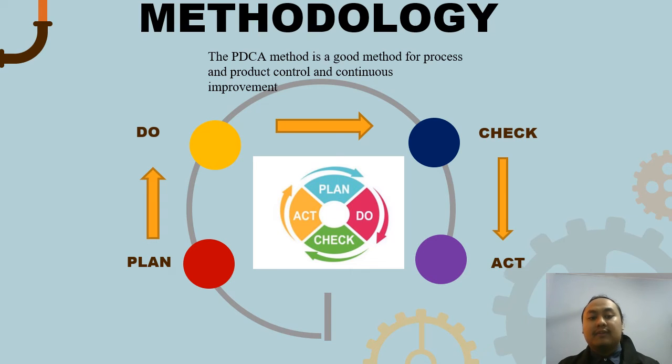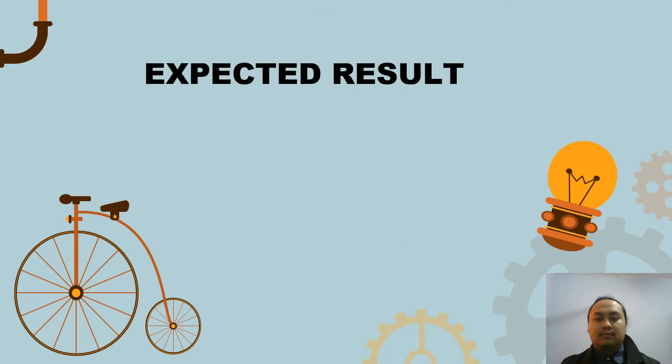And last, for the act phase, further adjustment and tuning will be carried out based on the defects identified and feedback obtained during the checking phase. For the final report submission, all information and documentation on the inventory management system will be compiled and reported. Now, we go to the expected result.